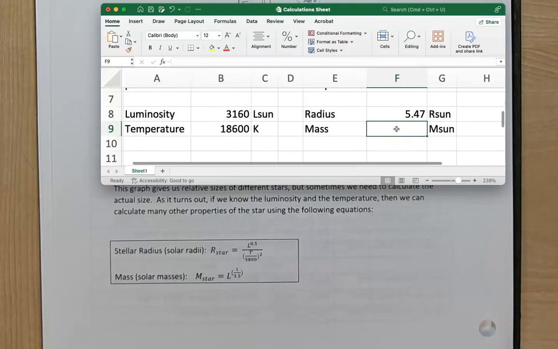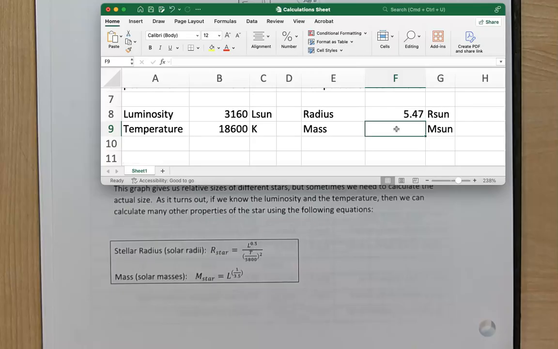The mass is going to equal, start with equals. The mass of this star, since we know it's a main sequence star, the mass is the luminosity, and then raise it to the 1/3.5 power. And that star is, I think it's fair to say, let's just round that to 10 solar masses.